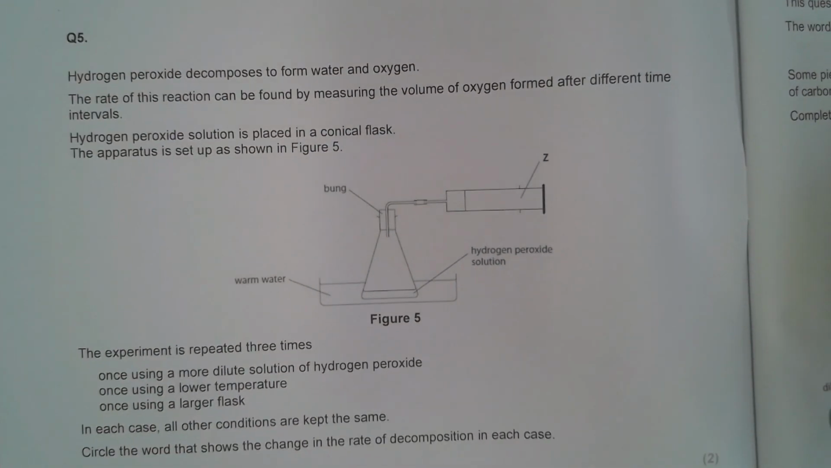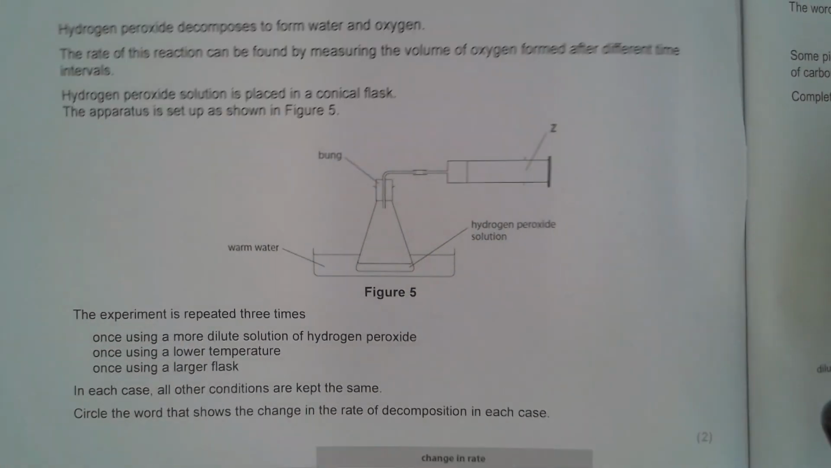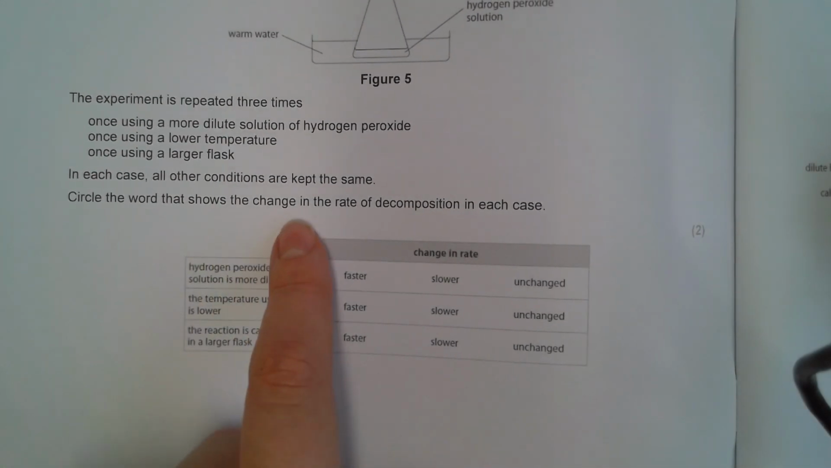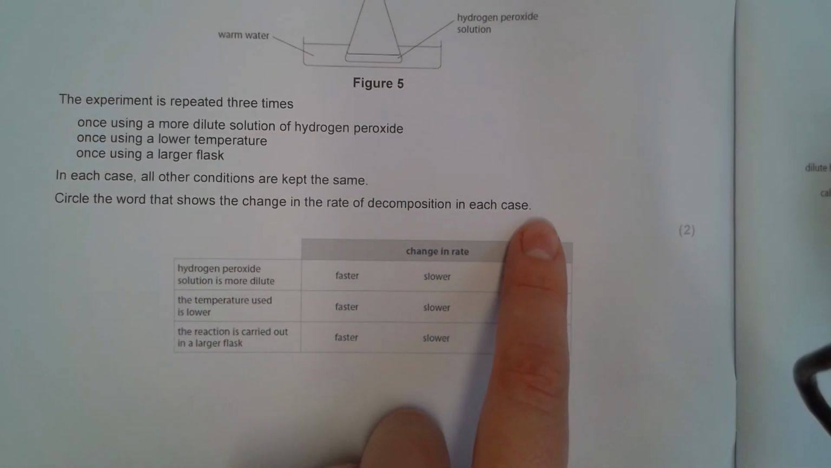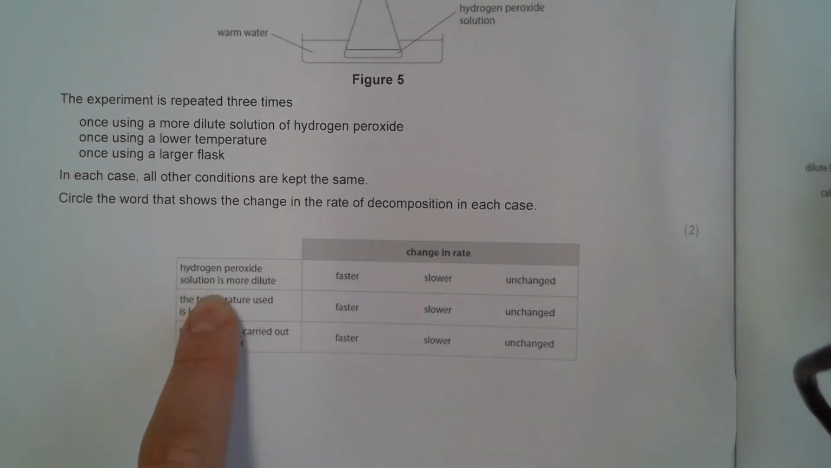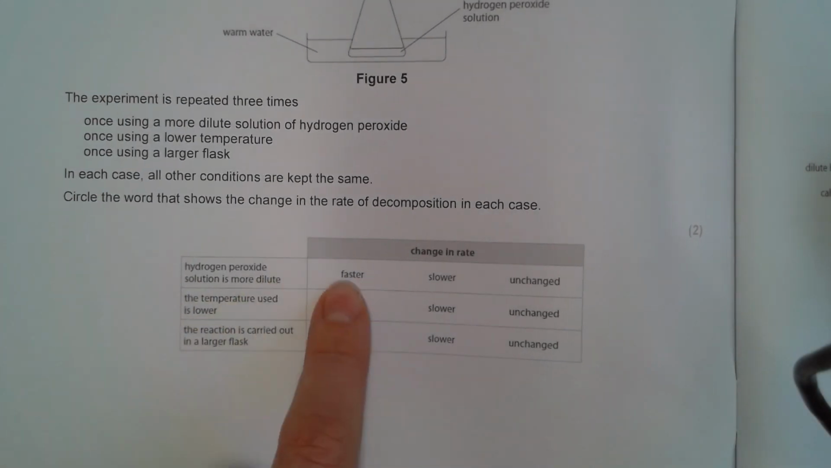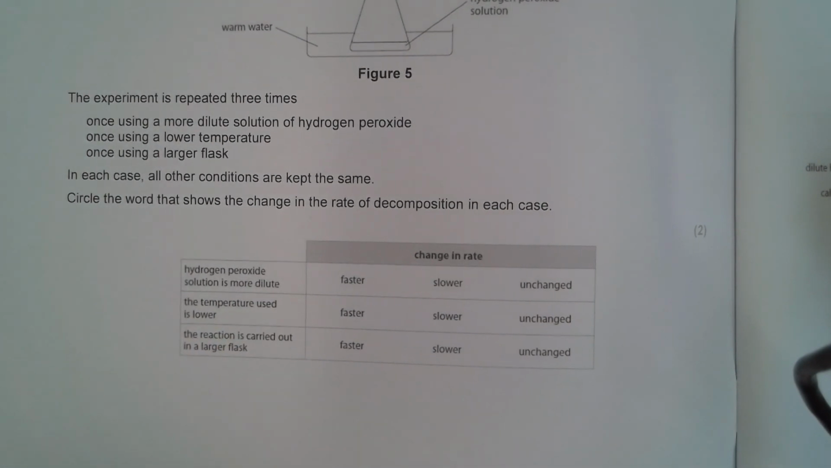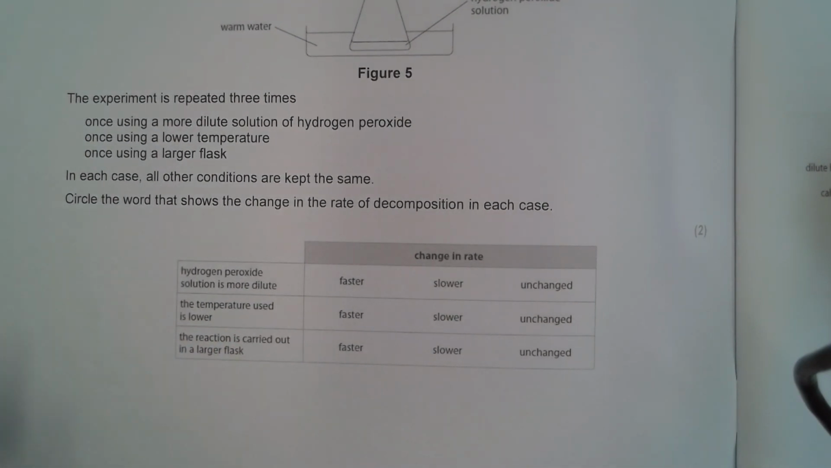First reaction here, they give you lots and lots of information, but essentially this is what you're looking at down here. Circle the word that shows a change in rate of decomposition in each case. So if you made hydrogen peroxide more dilute, what's going to happen to the rate of the reaction? They're talking about dilute. They're talking about how many particles you've actually got in the flask.